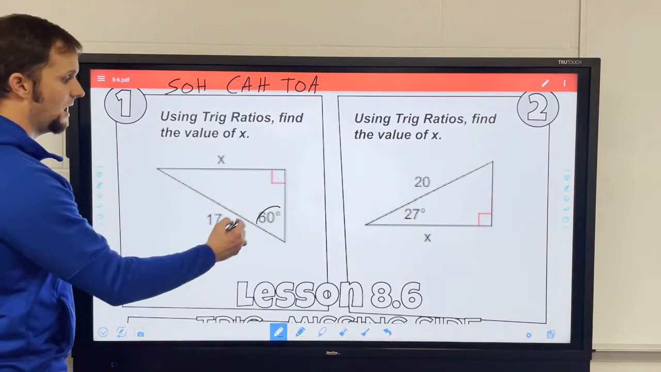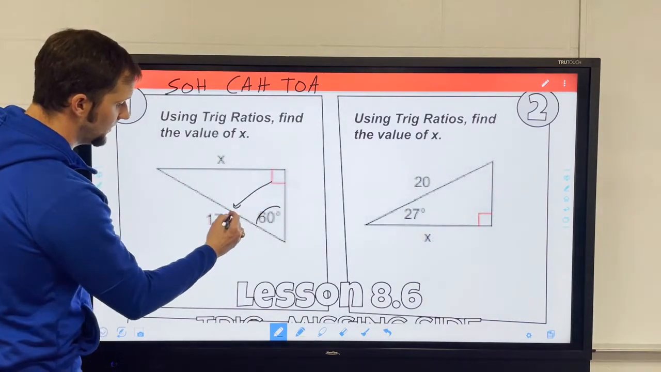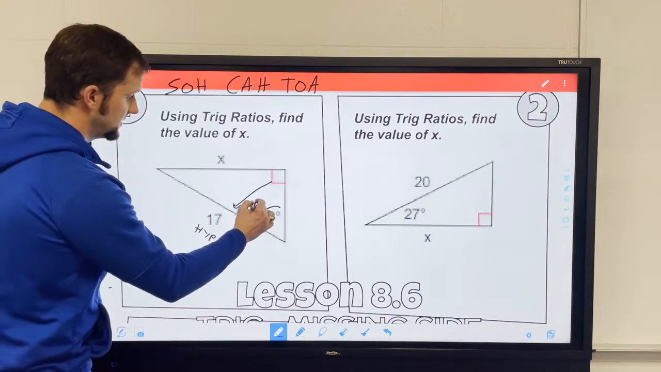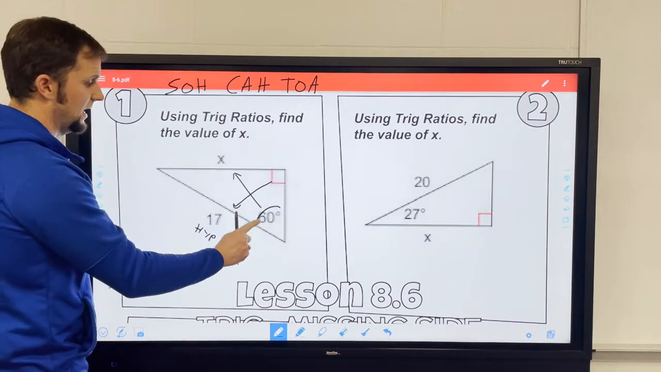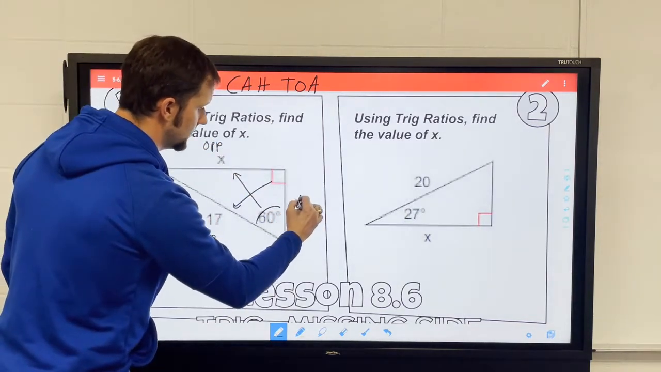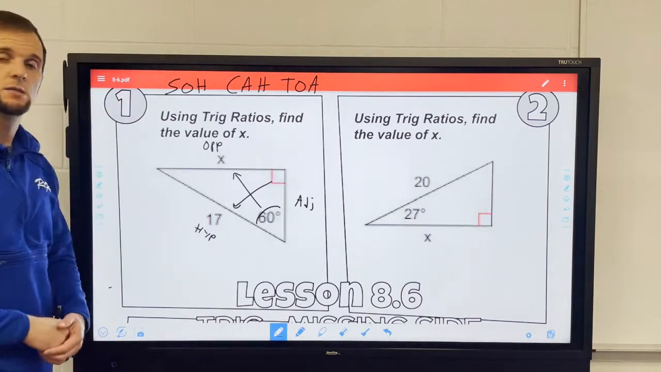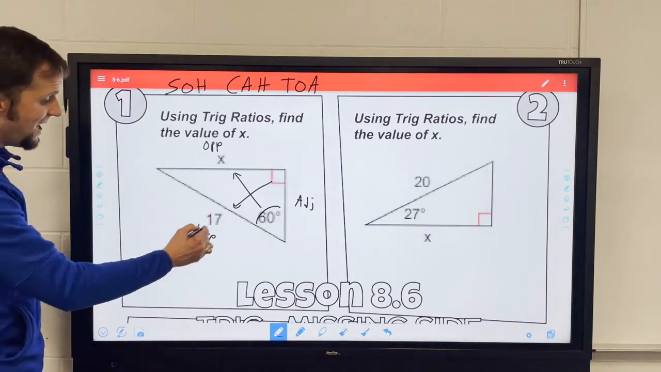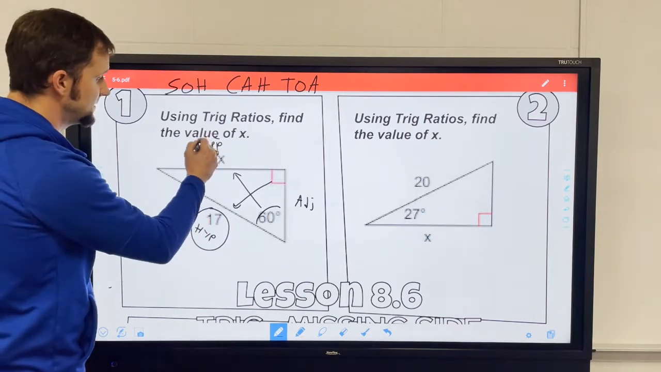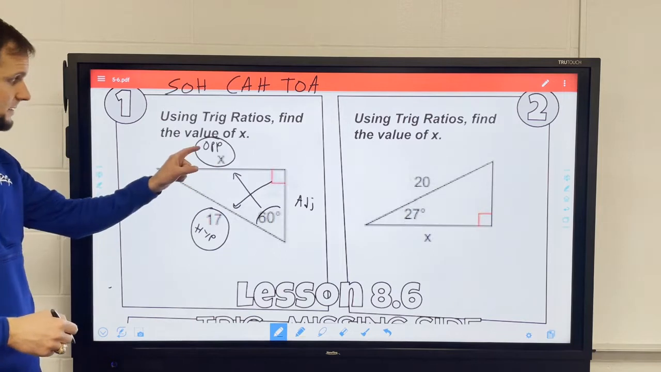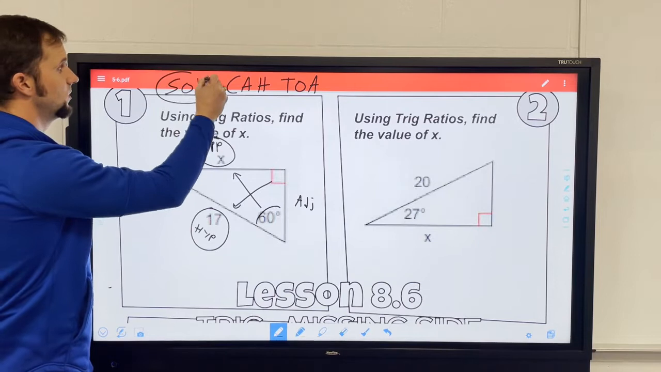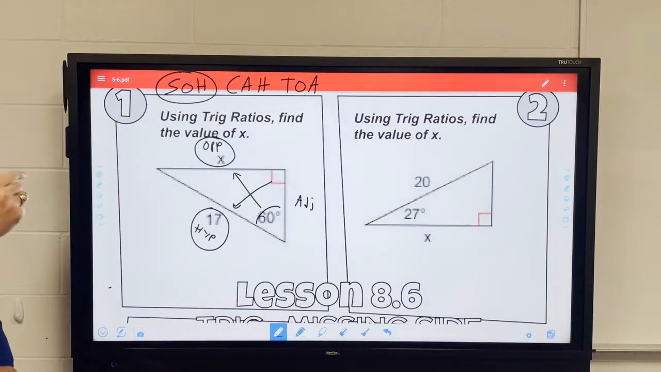So right now, I automatically know opposite of my 90-degree angle is always going to be my hypotenuse. Opposite of the 60-degree angle, my reference angle, is going to be the opposite side, which means my other side is going to be my adjacent side. So the next thing you need to look at, I have my hypotenuse. I need my opposite side. So opposite and hypotenuse is going to be my sine ratio. So let's go ahead and set that up.